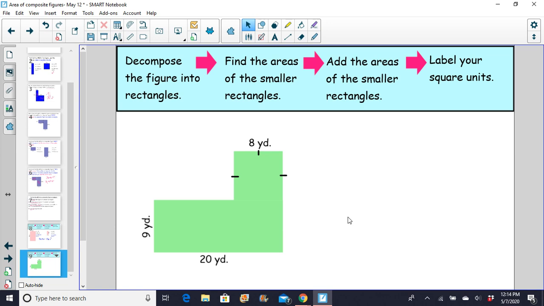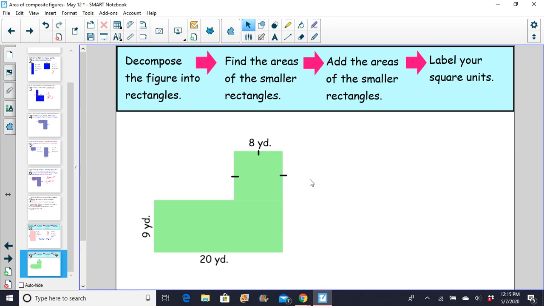Decompose your figure into rectangles. Find the areas of the smaller rectangles. Add the areas of the smaller rectangles. Label your square units. So check this out. This one's going to look a little bit different. Something that you should notice is that part of this figure has some little tick marks on it. So if you look right up here, there's some little tick marks. And remind yourself of what those mean.